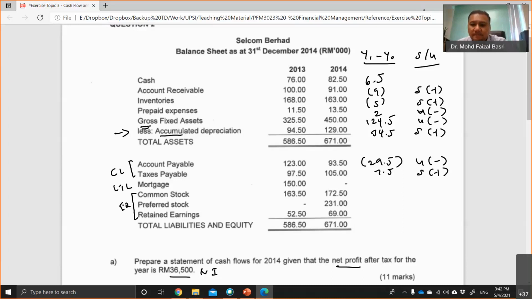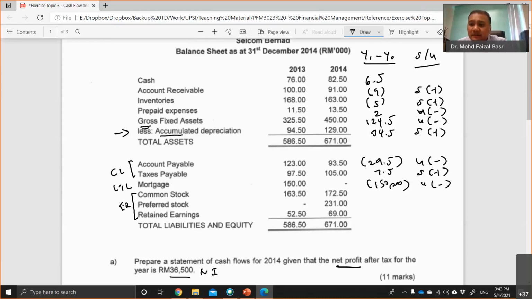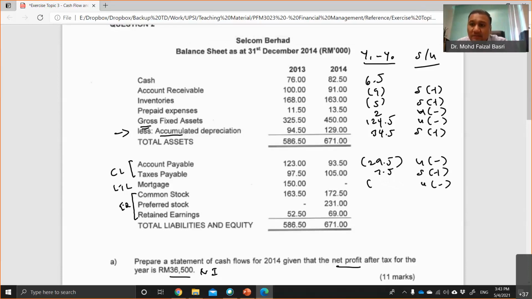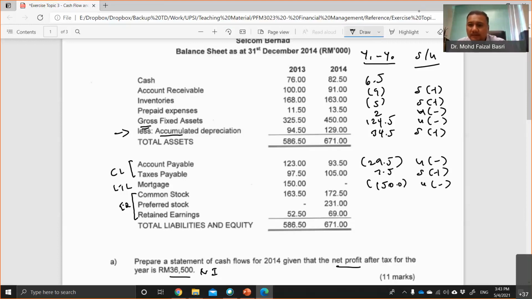For mortgage, 0 minus 150 is a reduction of 150,000, so users. We need to make it consistent, so I use a decimal point at the end, so it's 0.0. Then 172.5 minus 163 would be 9.5 here, so this is sources, plus. This is 231.0, so sources.